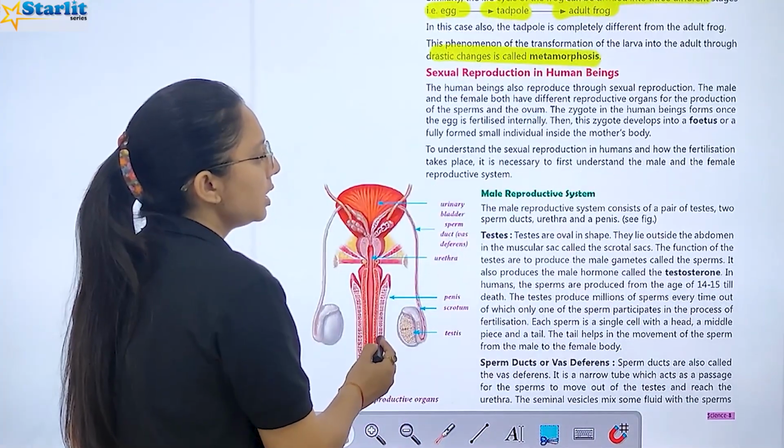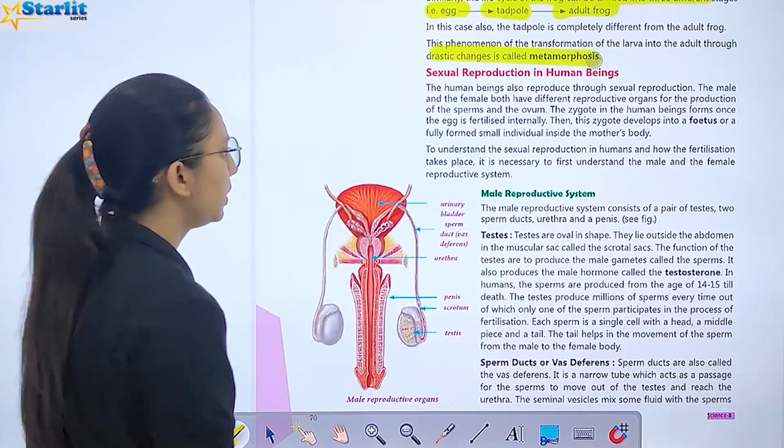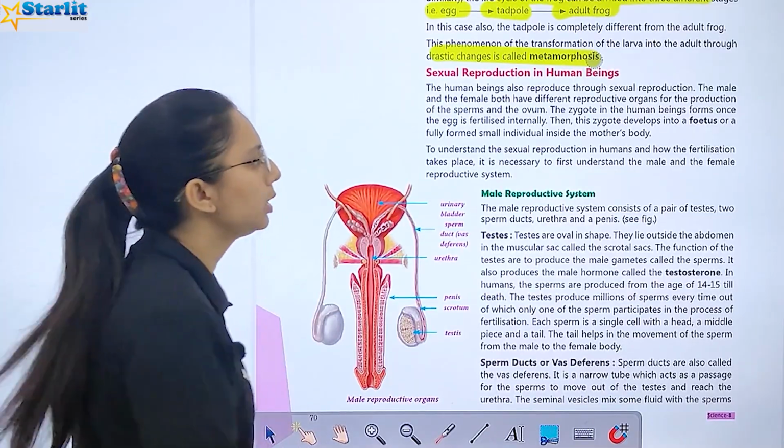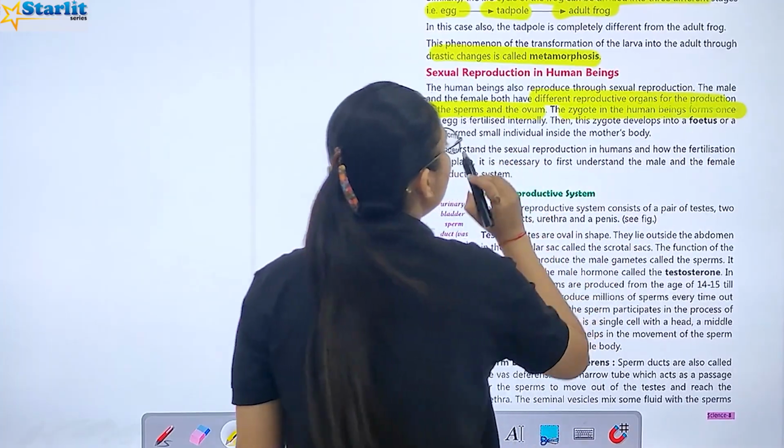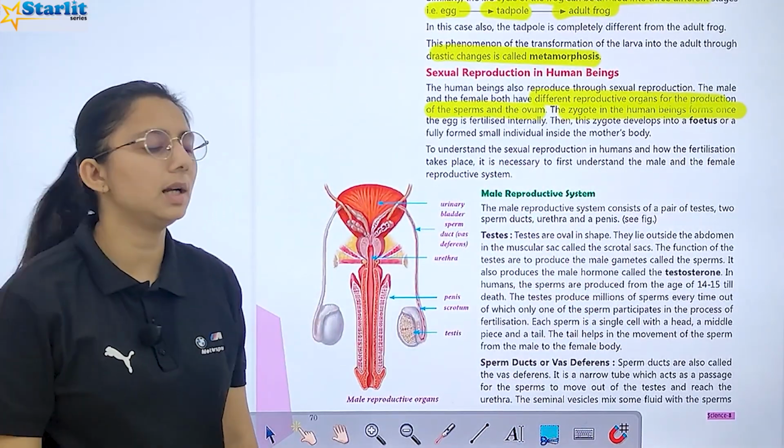Now, sexual reproduction in human beings. So human beings also reproduce sexually. The male and the female both have different reproductive organs for the production of sperm and ovum. The zygote in the human being forms an egg and it is fertilized internally.